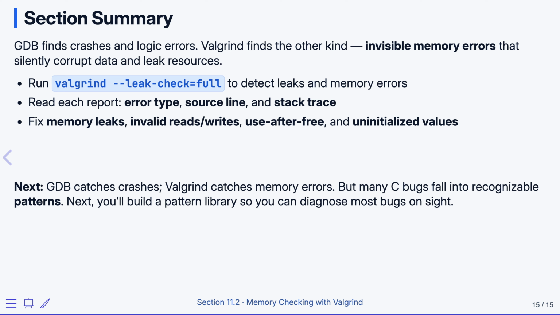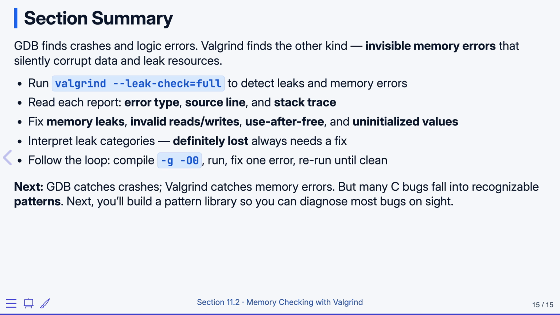Valgrind finds memory leaks, invalid reads and writes, use after free errors, and uninitialized values. Interpret the leak categories, and remember that definitely lost always needs a fix. And follow the loop. Compile with -g -O0, run, fix one error and rerun until clean.